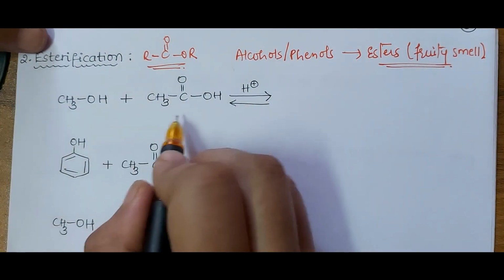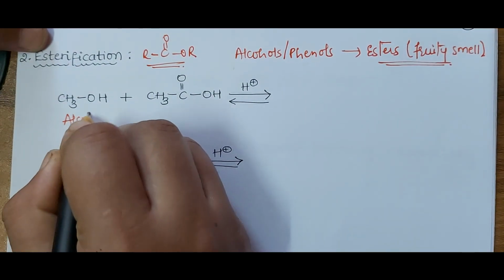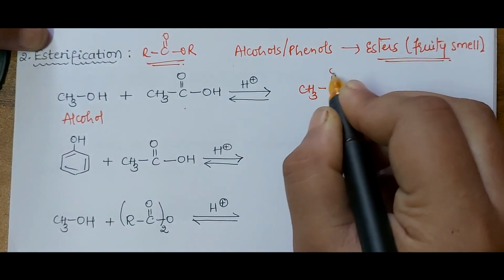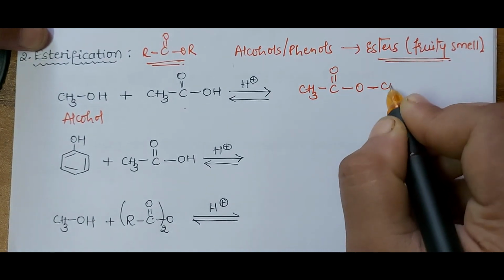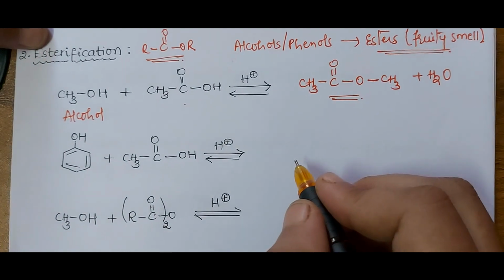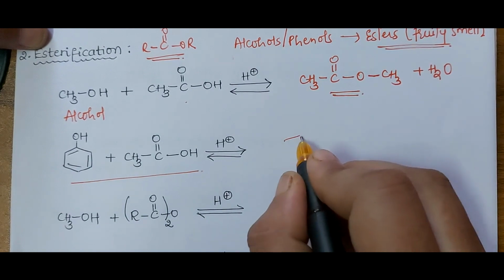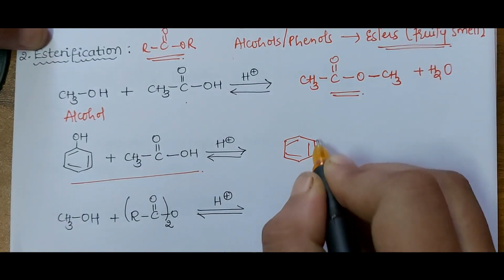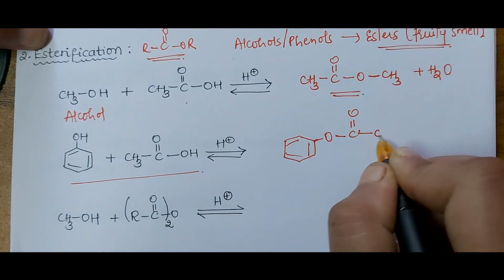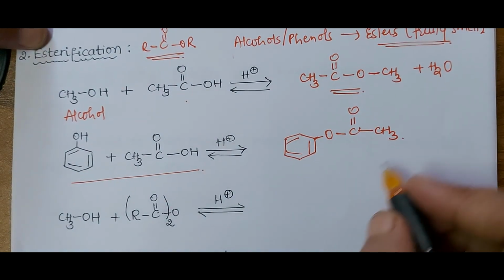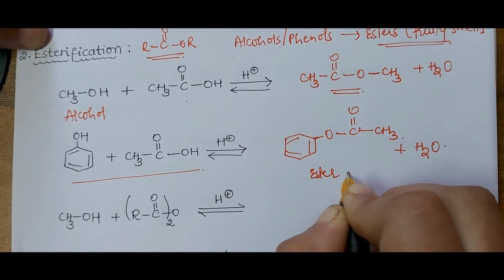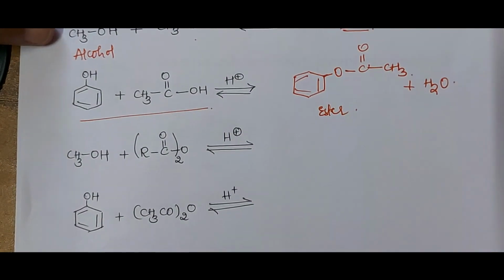So reaction with the carboxylic acid: alcohol, when it reacts with carboxylic acid, results in the formation of ester, CH3, C double bond O, O, CH3. So this is ester, plus the byproduct obtained is H2O. Similarly, in a phenol, H is removed and substituted by an acetyl group, that is O as it is, H is removed, acetyl group is C double bond O, CH3. So here also we get an ester, plus the byproduct H2O. So whether it is a reaction of alcohol with carboxylic acid or phenol with carboxylic acid, it forms an ester.